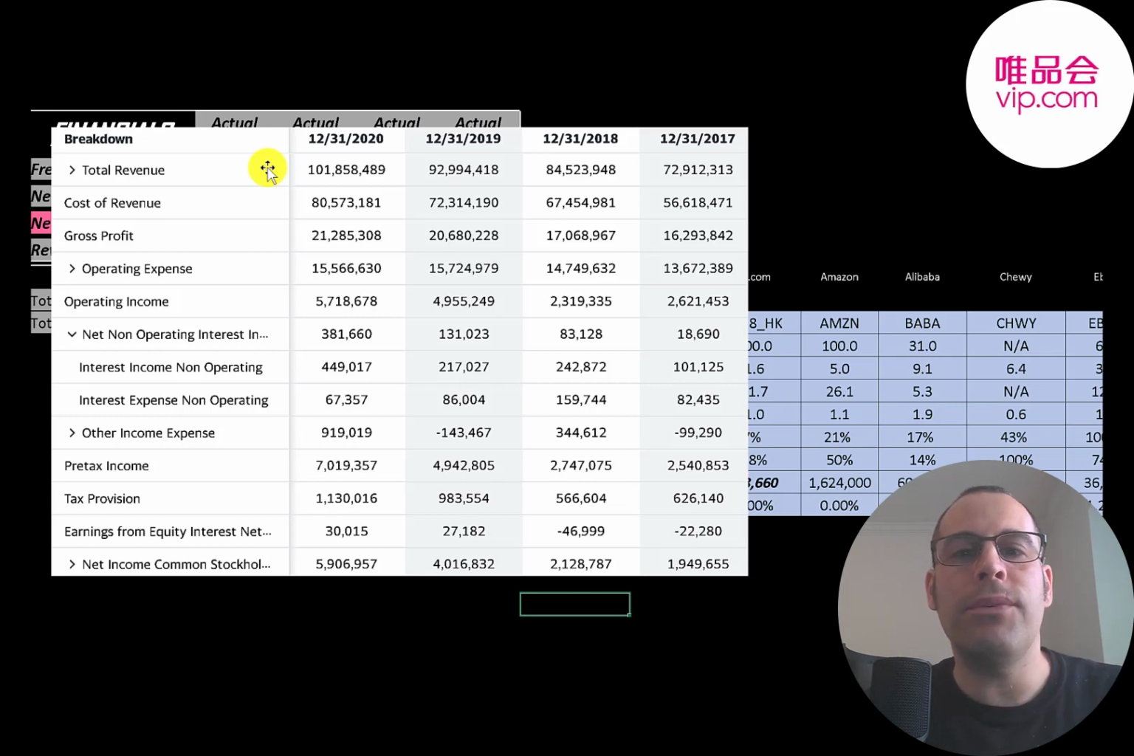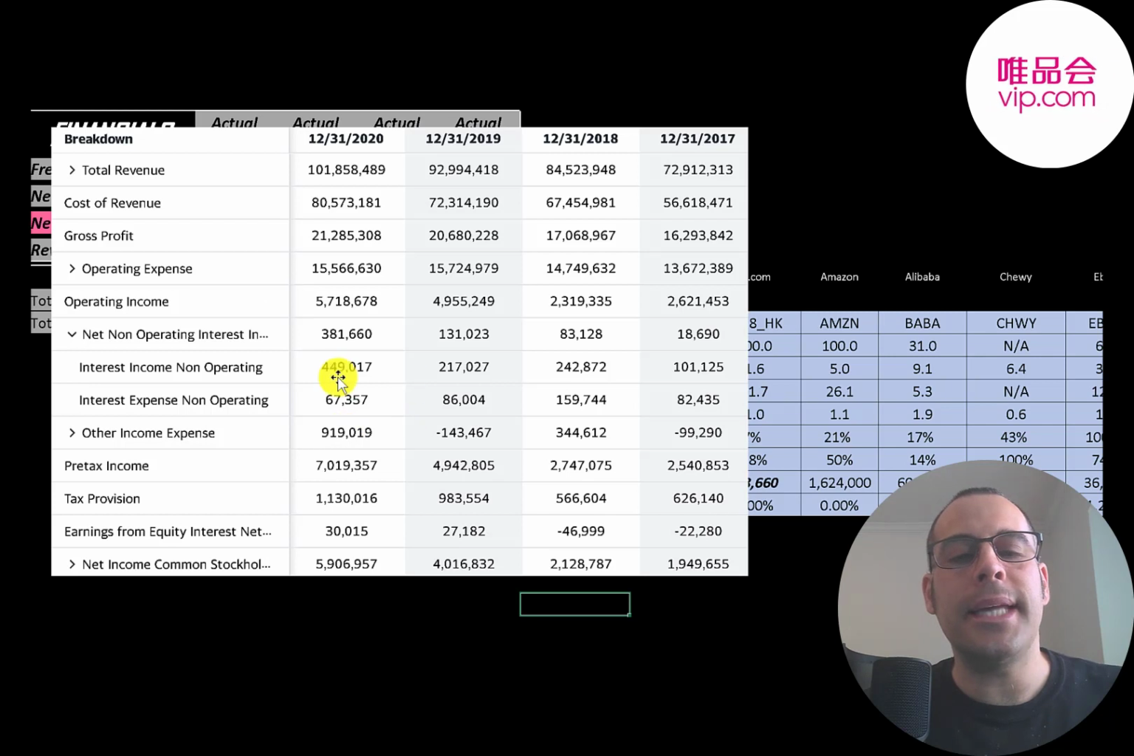The top line is the revenue, the sales. Below that is the cost of revenue. These are the expenses directly related to generating the revenue. Revenue minus cost of revenue gives you your gross profit, which grows each year from 16 billion yuan up to 21 billion. Below that is operating expenses. Examples are marketing and depreciation. Gross profit minus operating expense gives you your operating income, and that more than doubled from 2017 to 2020.